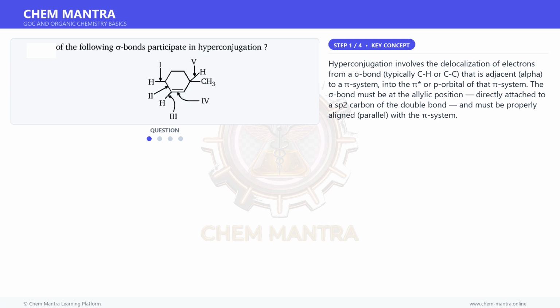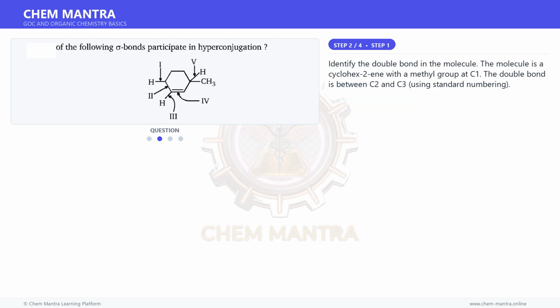Hyperconjugation involves the delocalization of electrons from a sigma bond, typically C-H or C-C, that is adjacent, alpha, to a pi system, into the pi asterisk or p orbital of that pi system. The sigma bond must be at the allylic position, directly attached to an sp2 carbon of the double bond, and must be properly aligned, parallel, with the pi system.